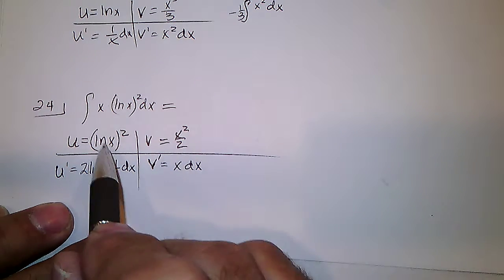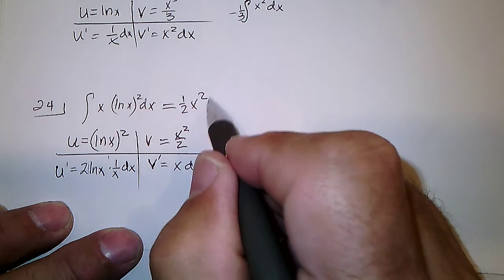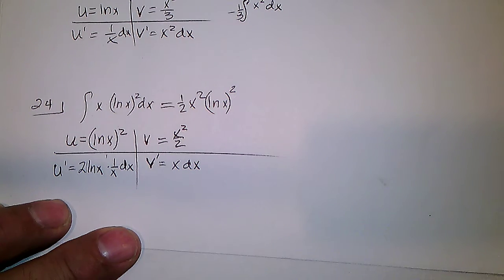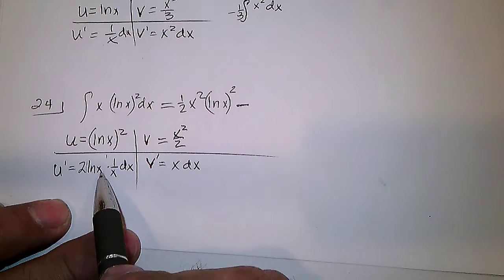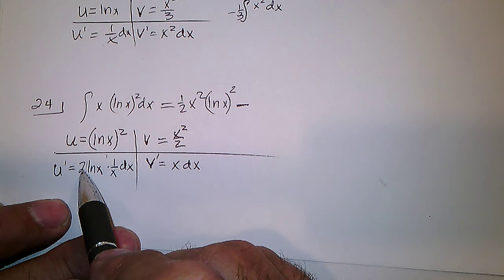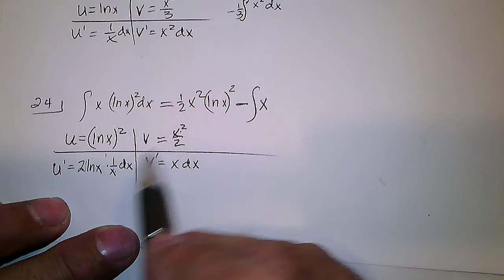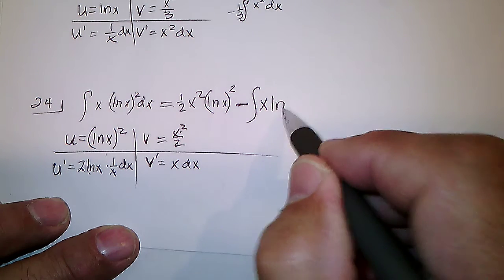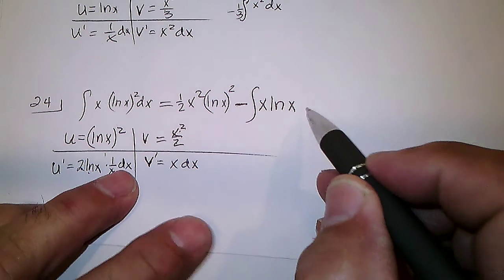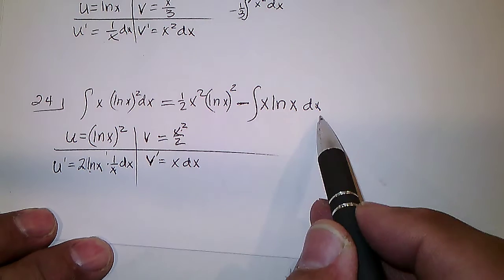So now we get uv, so that's 1/2 x squared ln x quantity squared minus these two multiplied. So the half and the 2 are going to cancel. X will cancel one of the x's, and so we'll have x ln x dx. And so now we can do integration by parts on this.